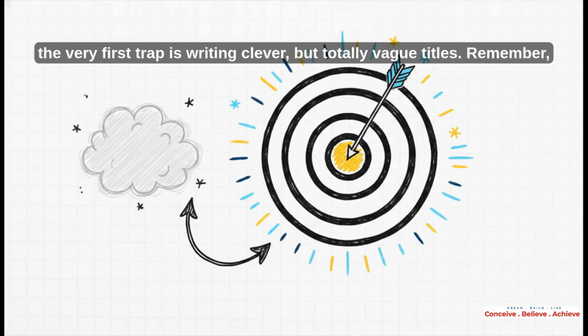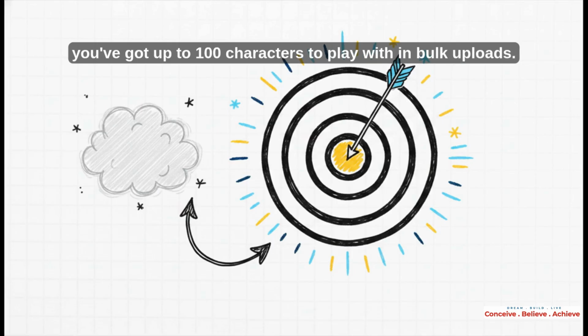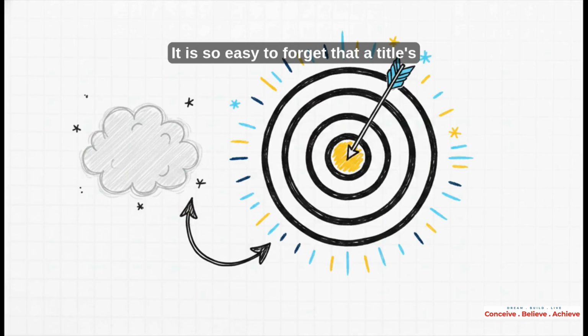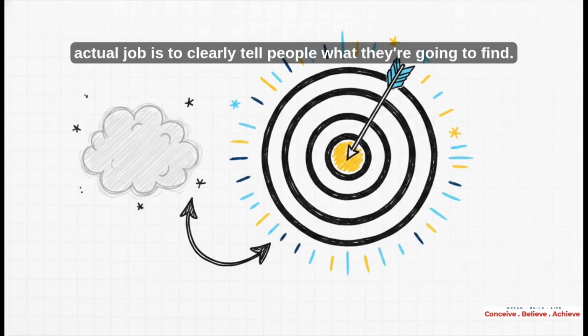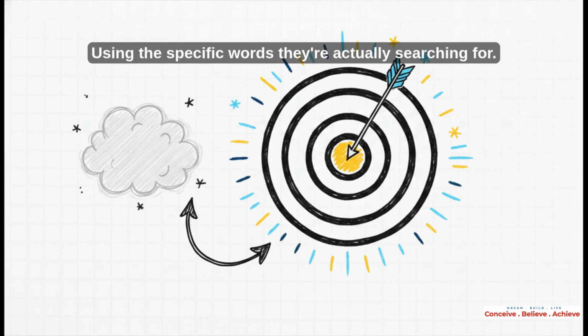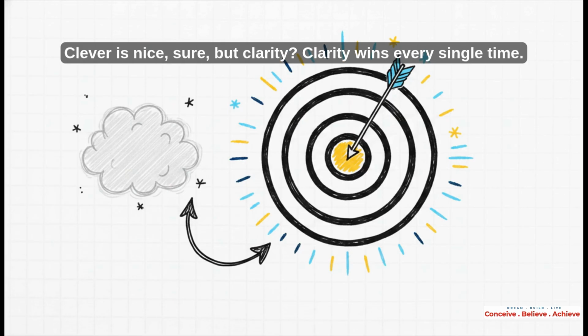Okay, the very first trap is writing clever, but totally vague titles. Remember, you've got up to 100 characters to play with in bulk uploads. It is so easy to forget that a title's actual job is to clearly tell people what they're going to find, using the specific words they're actually searching for. Clever is nice, sure, but clarity wins every single time.